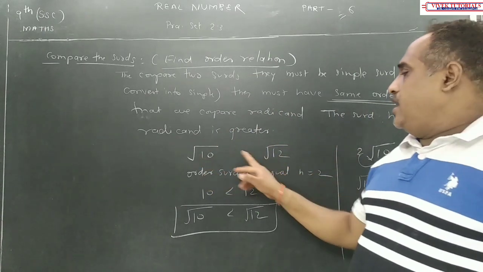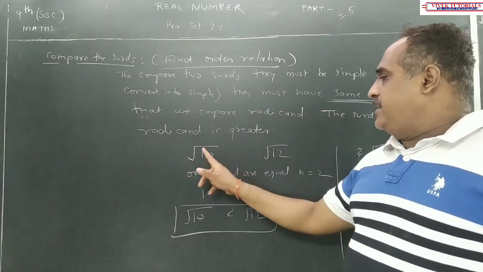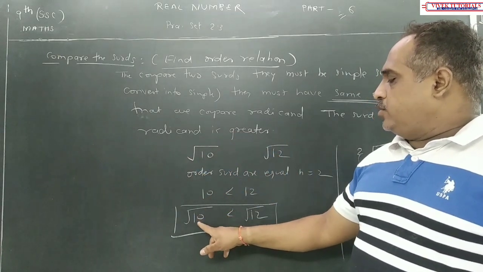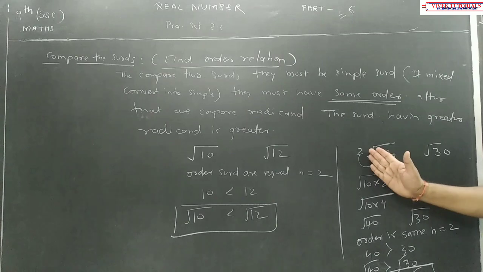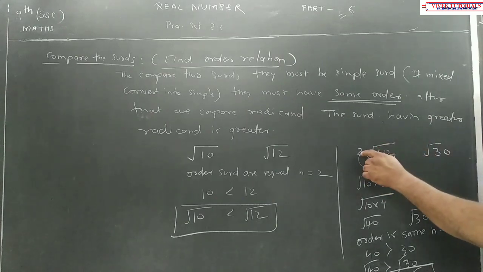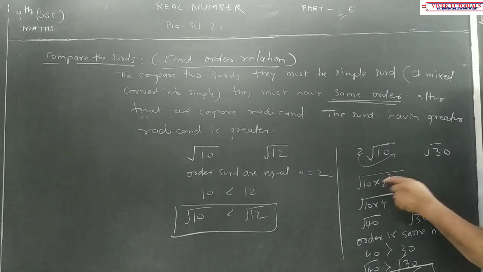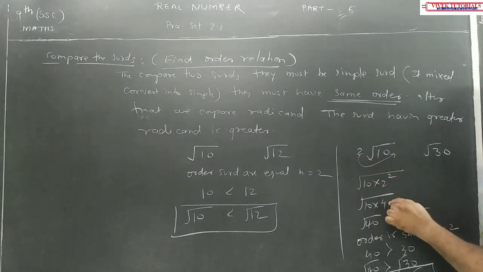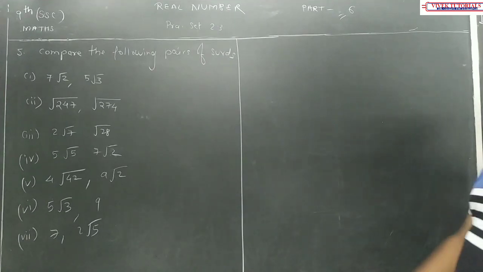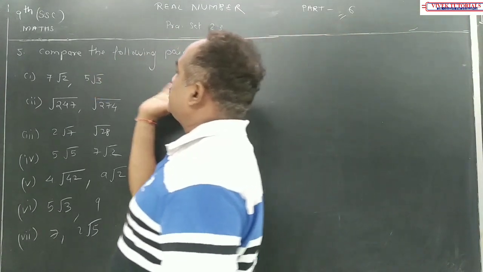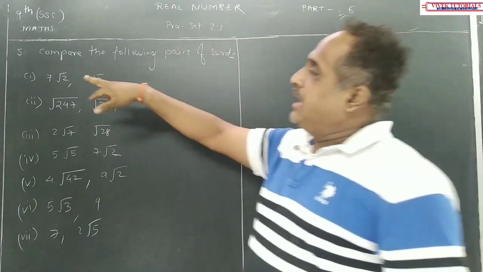So here, the order of the two surds is 2. 12 is greater than 10, which means root 10 is less than root 12. Same thing is there for the mixed surd. When I take it inside, for a square root the 2 becomes 2 square, and for a cube root the 2 becomes 2 cube after taking it inside. So 10 into 2 square, which is 4, 10 into 4 is 40. Root 30. So 2 root 10 is greater than root 30. So do one thing, copy it down properly by pausing the video. Now see the fifth question: compare the following pairs of surds, of practice set 2.3.